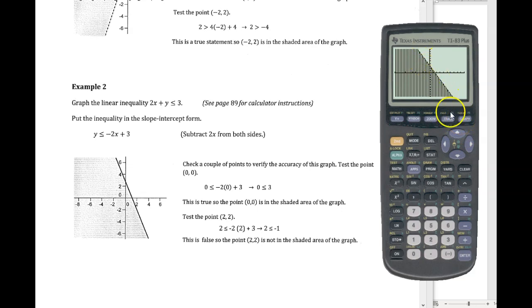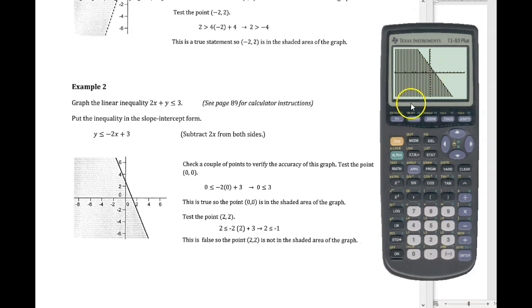And so this is our graph on the calculator. Keep in mind it should be a solid line because it is less than or equal to. And then you can always check the accuracy of the graph by selecting test points. So in this case, let's use 0, 0. That's my favorite test point to use if I can. As long as it's not on the line, you can use a test point 0, 0 or any test point.